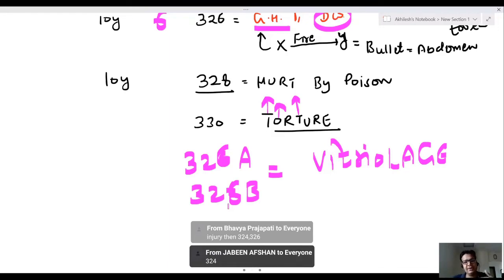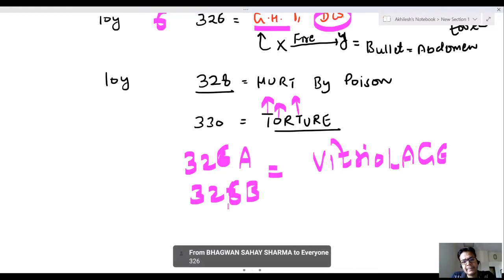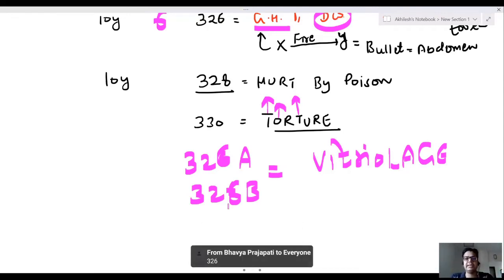If I say X fired on Y, the bullet is inside the abdomen, which IPC will be applicable? And the person survives. So two IPC will be there: 307 as well as 326. Are you getting my point? Okay.